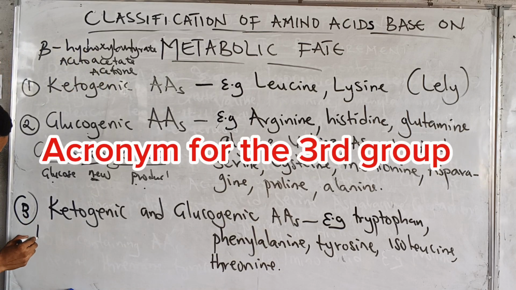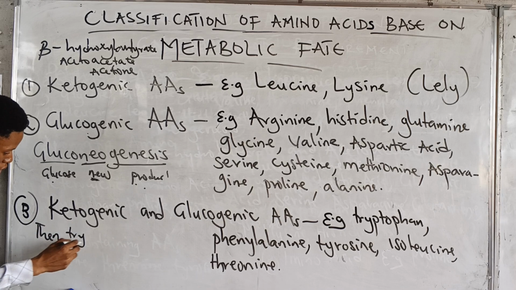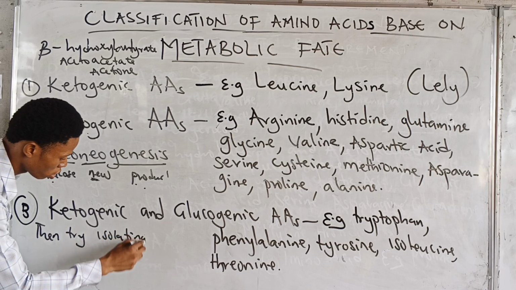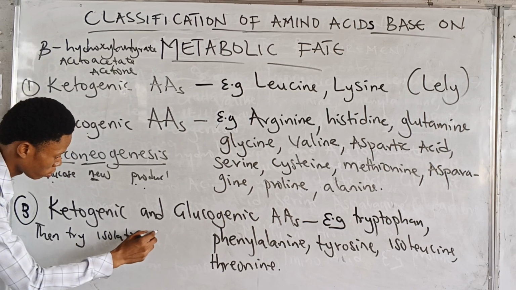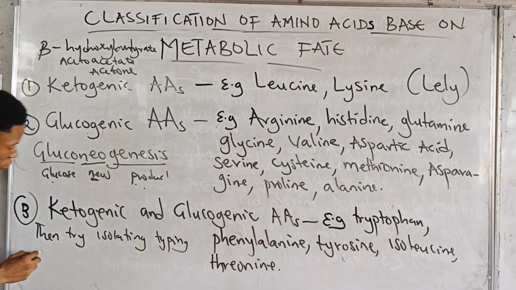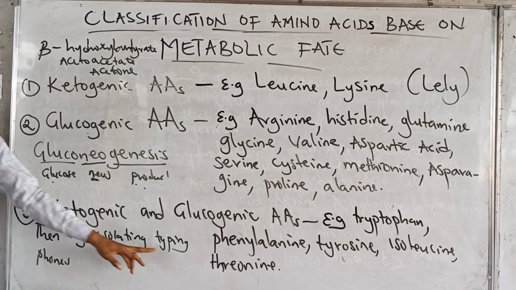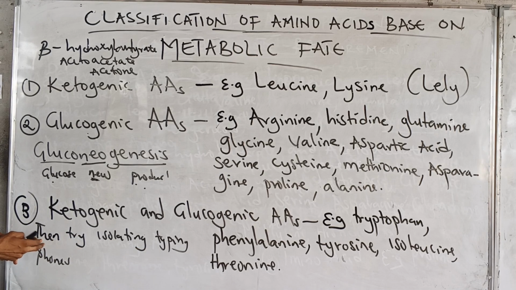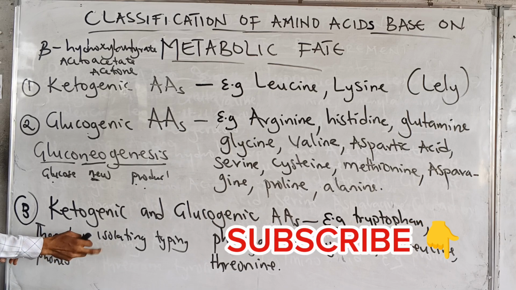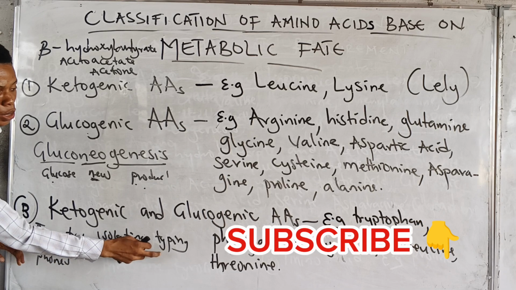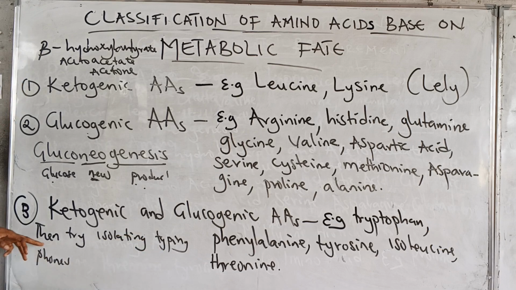Then try isolating typing phones. I've used this for years. If you ask me till tomorrow, this is what I will still use to remember both glucogenic and ketogenic. Then is threonine. Try is tryptophan. Isolating is isoleucine. Typing is tyrosine. Phone is phenylalanine. Then try isolating typing phones.